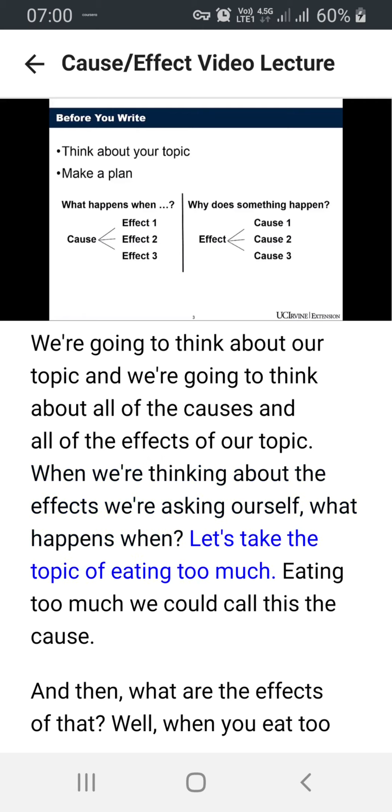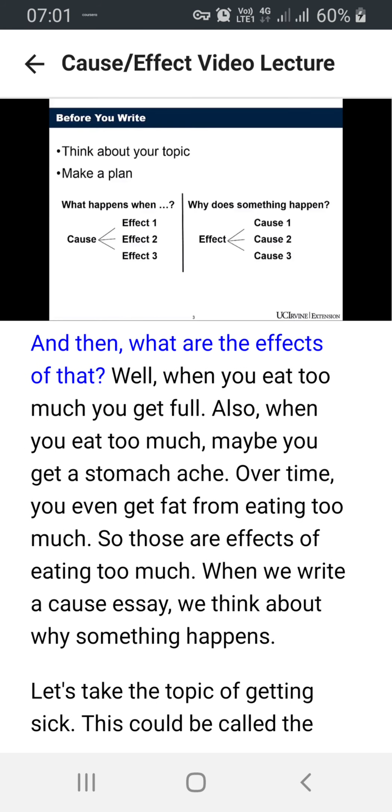Let's take the topic of eating too much. Eating too much, we could call this the cause. And then what are the effects of that? Well, when you eat too much, you get full. Also, when you eat too much, maybe you get a stomach ache. Over time, you even get fat from eating too much. So those are effects of eating too much.